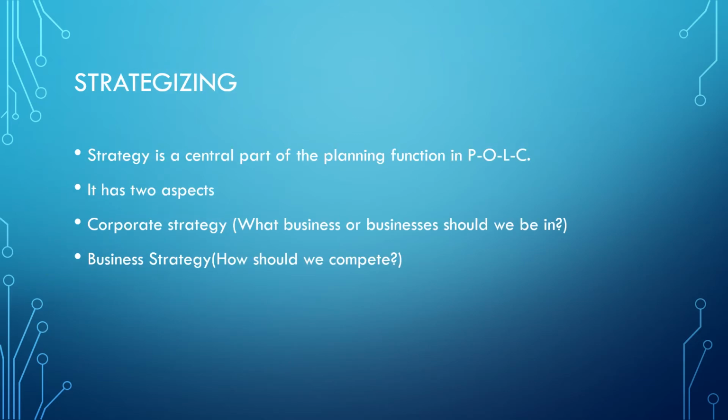So, our next component is strategizing. Strategy is a central part of the planning function in POLC. It has two aspects: corporate strategy, what business or businesses should we be in; business strategy, how should we compete. Carpenter and Sanders 2009 defined the strategic management process as the process by which an organization, it can be a school or any type of business, manages the formulation and implementation of its strategy.